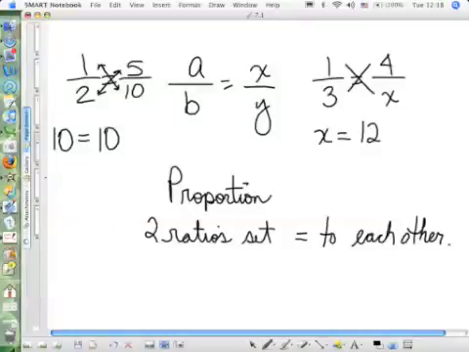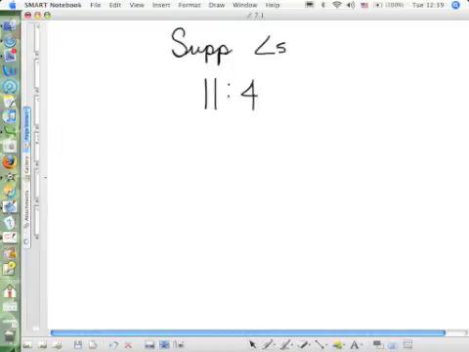So x is equal to 12. Okay? All right, but moving on from this because we're going to get deeper in that tomorrow. I just want you to see what a proportion is. All right.